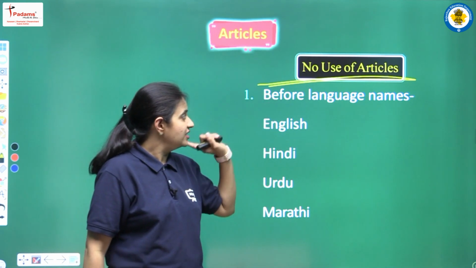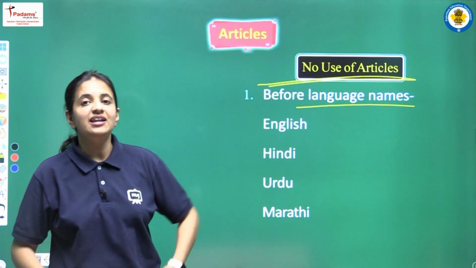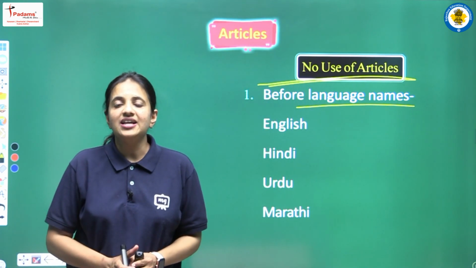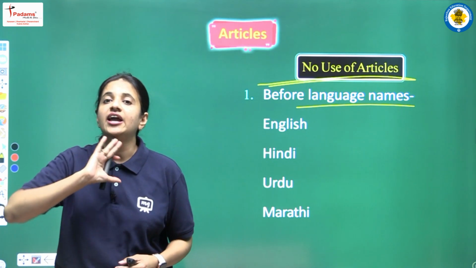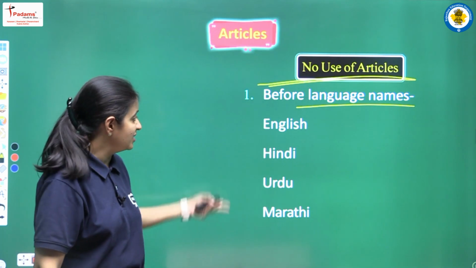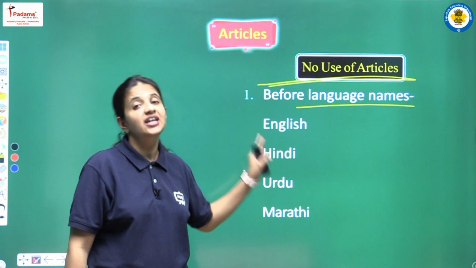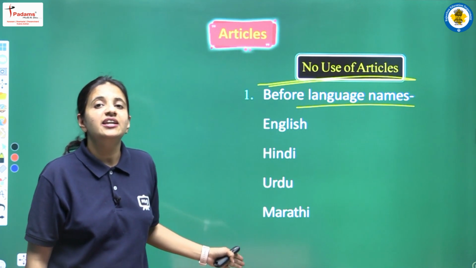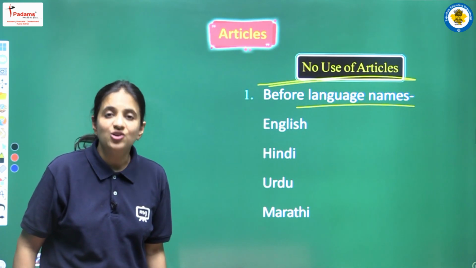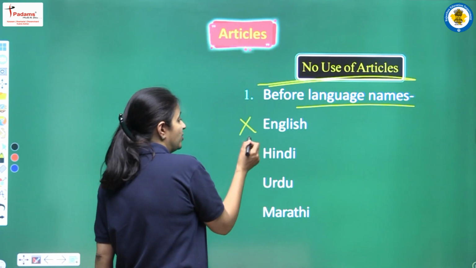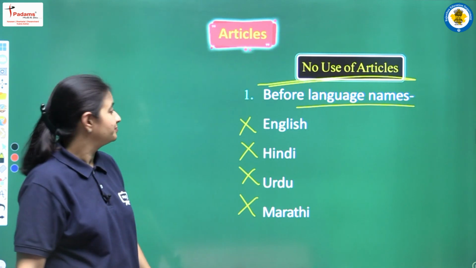So let's see the first one, before language names. If we are given any language name in a sentence, before any language we cannot write any article. Some examples we are having: English, Hindi, Urdu, Marathi. We know that all these are the names of a language. So before any language name we cannot write any article. We have to put a cross mark before all the language names.